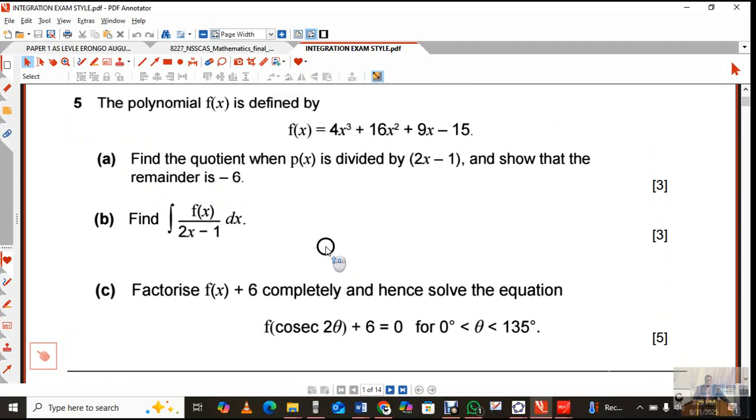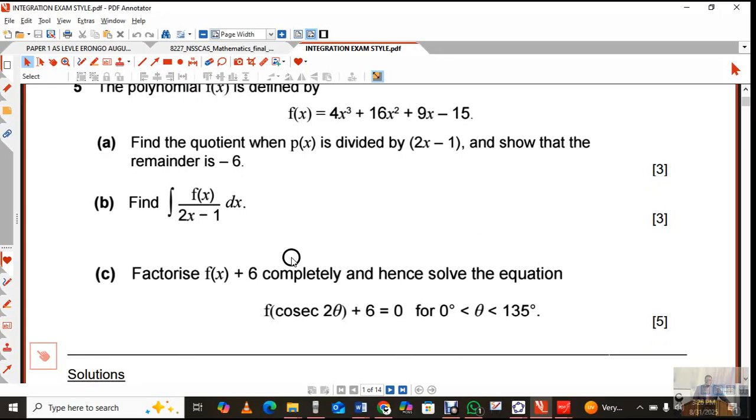Factorize p of x plus 6. You add 6 more to this. The remainder is minus 6. So whenever you're adding the opposite of that remainder, the additive inverse of that remainder, it means now that this 2x minus 1 will become a factor. It will factorize within that new polynomial without leaving a remainder. And so would be whatever your answer is in part A.